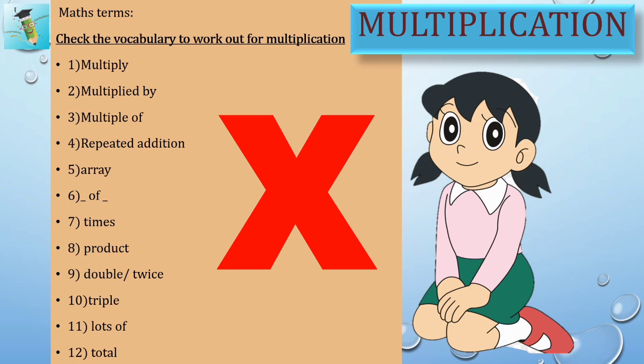Like addition, I have given the key terms for multiplication also. See here: multiply, multiplied by, multiple of, repeated addition, array, then "dash of dash", that means 3 of 4, that means 3 fours. Answer is 12. Times, product, double or twice are the same; you need to multiply by 2 only. Triple means you need to multiply by 3. Then lots of, then total. These are the terms given in multiplication, so it is very useful in word problems.